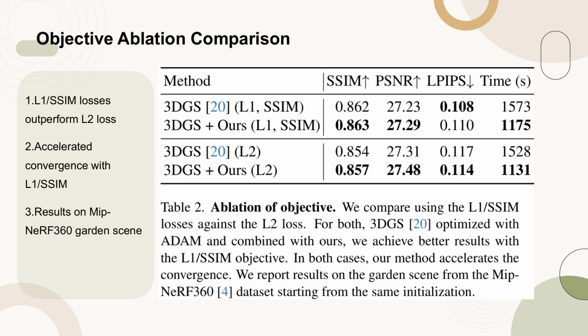Table 2 presents an ablation study comparing the use of L1/SSIM losses against the L2 loss in optimization. The study shows that for both 3DGS optimized with Adam and combined with our method, the L1/SSIM objective yields better results and accelerates convergence. The results are reported on the garden scene from the MIP-NeRF 360 dataset, starting from the same initialization. This comparison highlights the effectiveness of the L1/SSIM objective in improving both the quality of results and the efficiency of the optimization process.